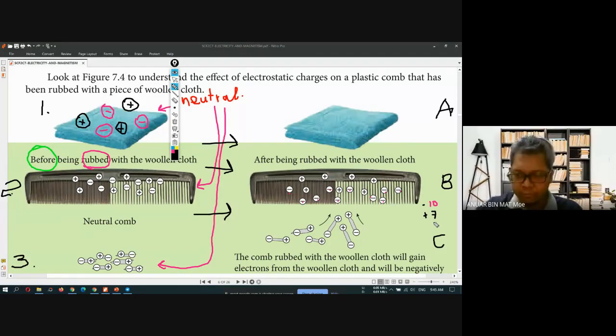The question is, where are the other 3 positive charges from the plastic comb? Where are the other 3 positive charges from the comb after being rubbed with the woolen cloth? Go where? The woolen cloth. Very good. You can understand it very well. It goes to the woolen cloth after it's being rubbed.